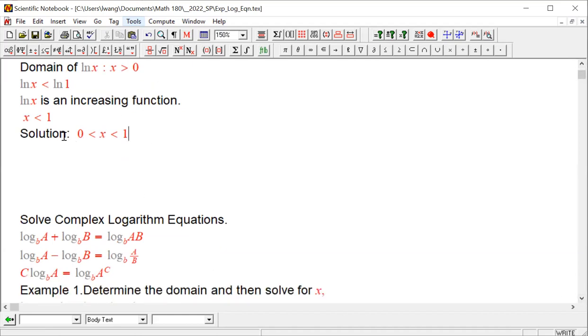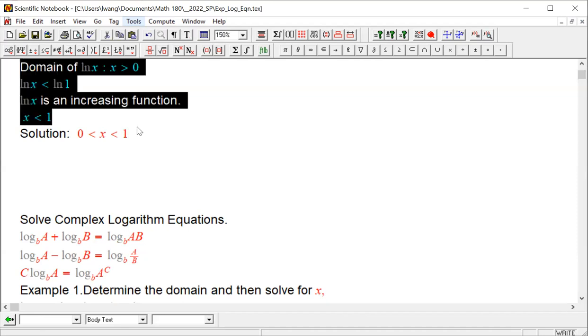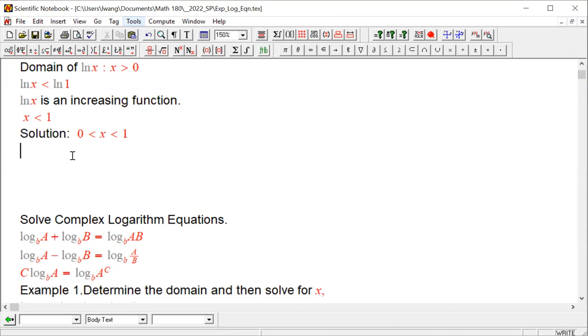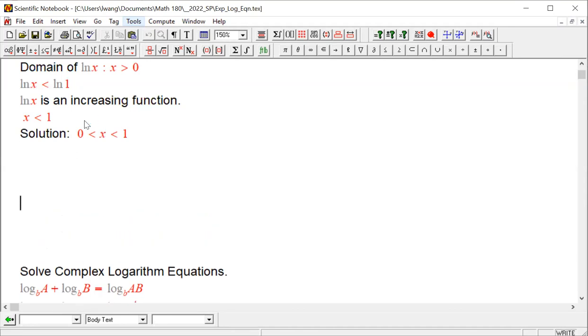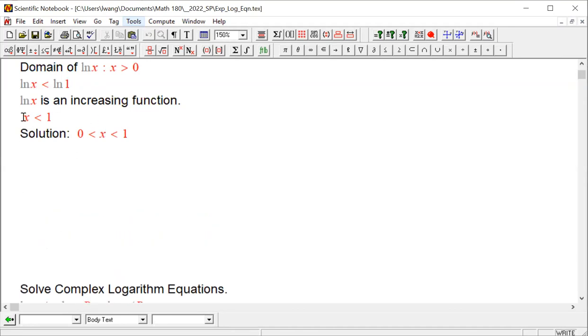But you have to consider the domain right here. So you can do it algebraically, but you need to be aware of what you're doing. Okay, so that was the first question.